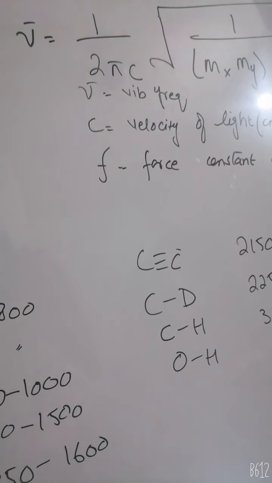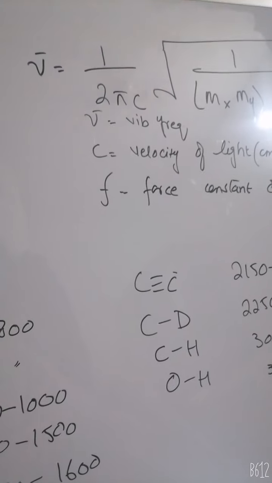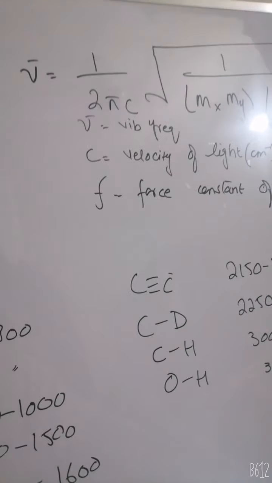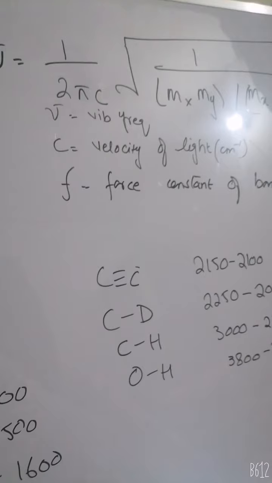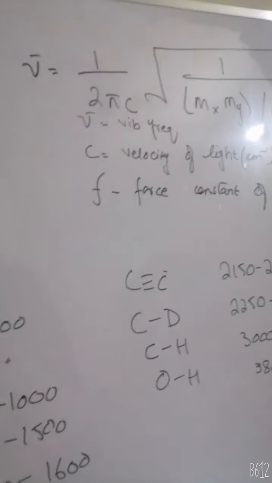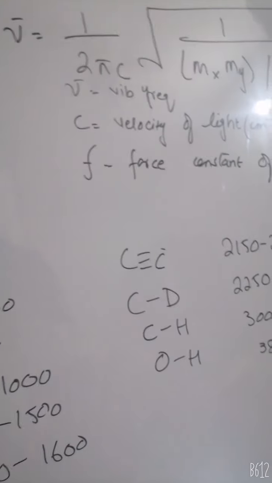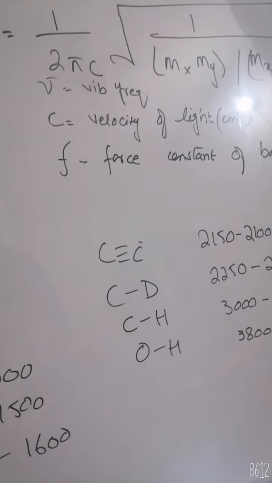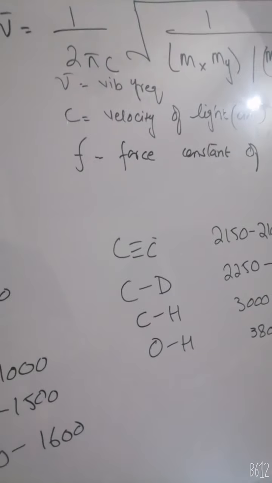Here you can see that I have written Hooke's law, where mu naught is the vibrational frequency in per centimeter, c is the velocity of light, f is the force constant of the bond, and mx and my are the masses in grams of atom x and atom y respectively.